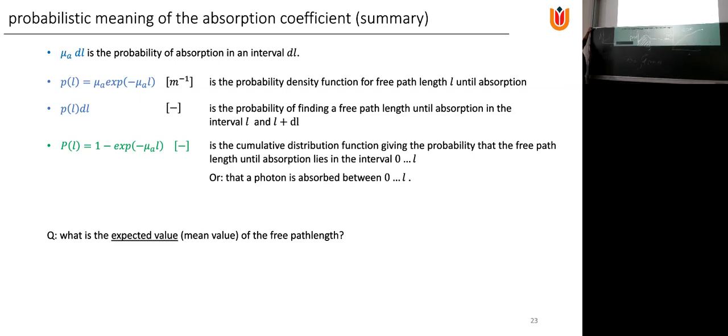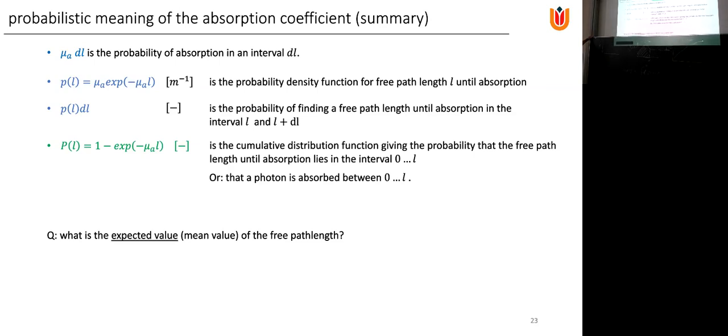You can multiply the expression there: mu(a) times L times exponential minus mu(a) times L, and then perform the integral. It seems simple. It's a little bit tricky because you need to use partial integration. But if you would like to do that, you can try that. I'll just give you the result here.